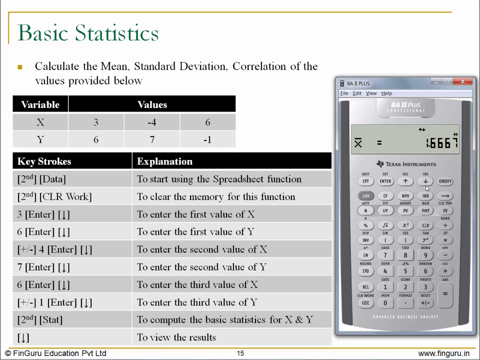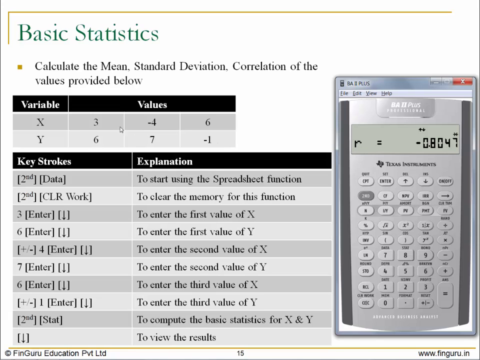X bar is 1.667. The sample standard deviation of x is 5.13. The population standard deviation of x is 4.18. Mean of y is 4.0. The sample standard deviation of y is 4.35. The population standard deviation of y is 3.55. If you were to draw a regression line connecting these points, the intercept of that line would be 5.1. The slope of that line would be minus 0.68.